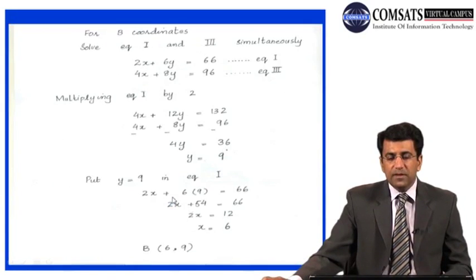Now again, class, for B coordinates we will have to solve the first and third equation. So this is the first equation, this is the third equation. Again, we will multiply the equation 1 by 2 in order to equate the coefficients of the variable x. We will get the value of y equal to 9. If we put this value of 9 in either of these equations, we can get the value of x equal to 6. So in this way, we get the coordinates of that particular point B, which is the intersection of line 1 and line 3.